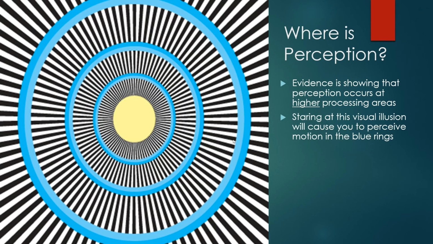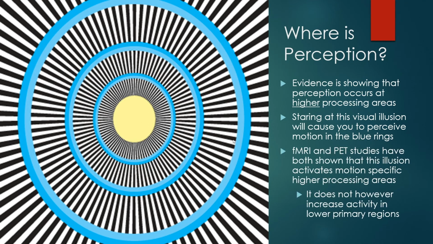Some evidence comes from this illusion. If you stare at the middle of this, you'll notice movement in the blue rings. Your primary visual cortex is not identifying any actual things in those blue rings. The percept is linked to the motion areas, and they've seen that on fMRI and PET. Even though there's nothing moving here, we perceive it, and the areas that calculate motion are active for illusions like this. So this is evidence that what we experience is not necessarily what we see.